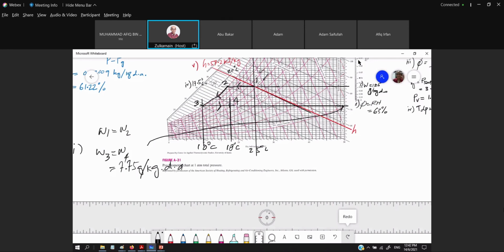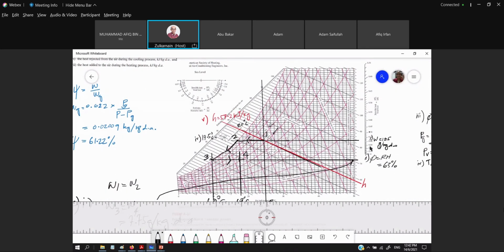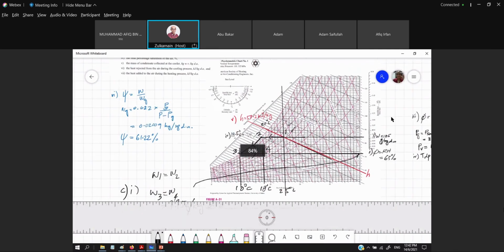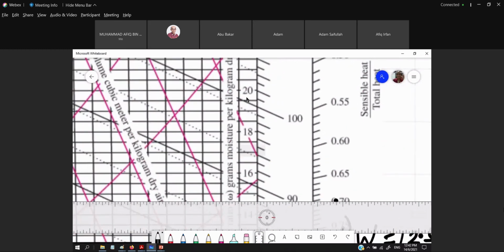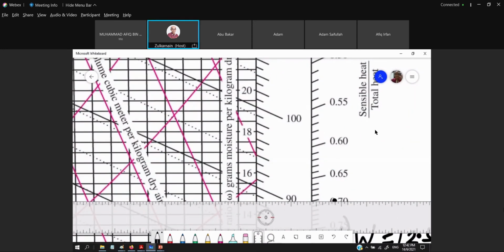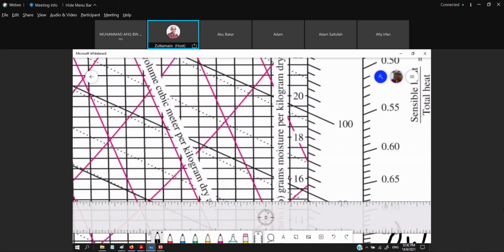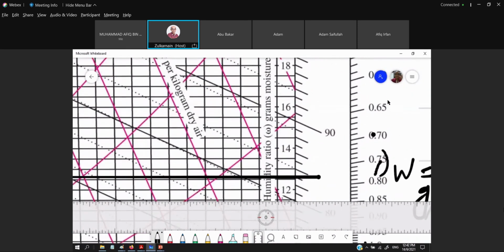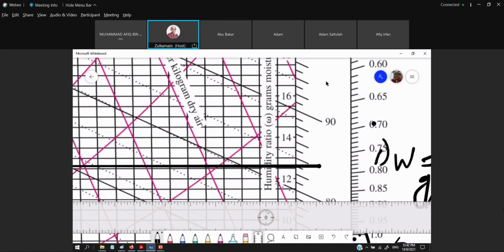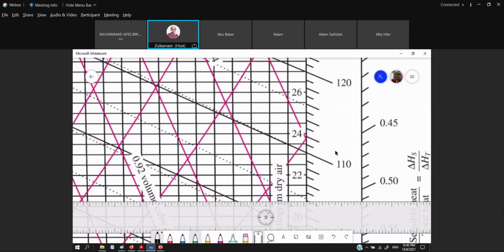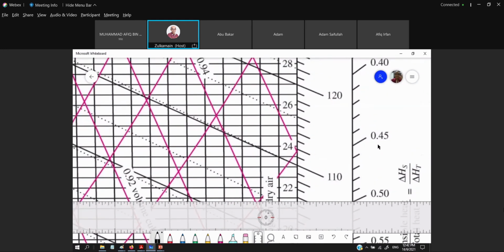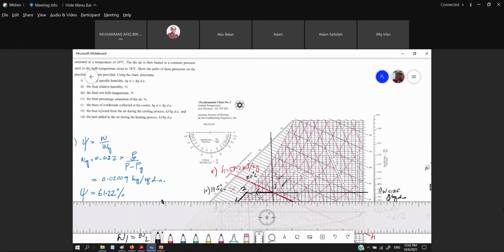Be careful guys, dia punya unit dekat sini, you need to be careful. The unit here is in kilogram. Unit for omega here is gram. Okay, gram. The unit for omega there is gram moisture over kilogram dry air. So be careful. So that is the value.